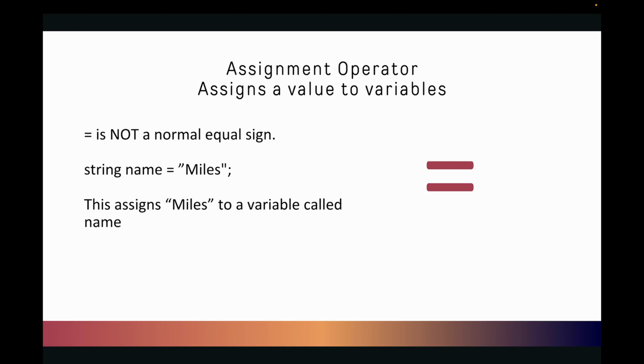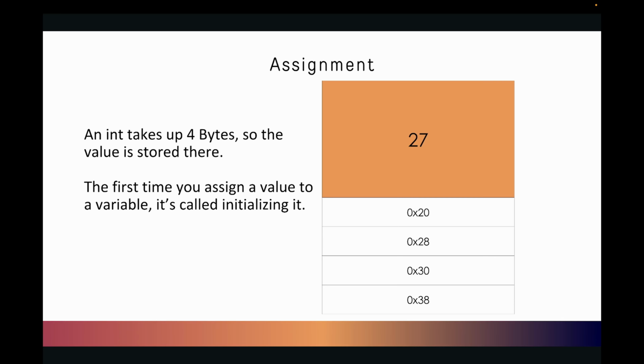The assignment operator, the equal sign, is saying store this here. We're not checking if they're equal. We're saying store miles in a variable called name. So here we have our assigned variable, and it takes up 4 bytes, so the value is stored there.